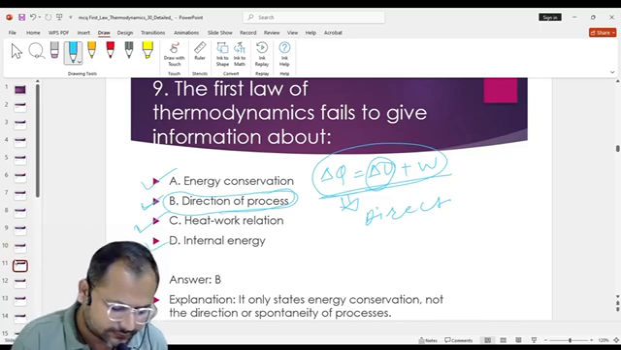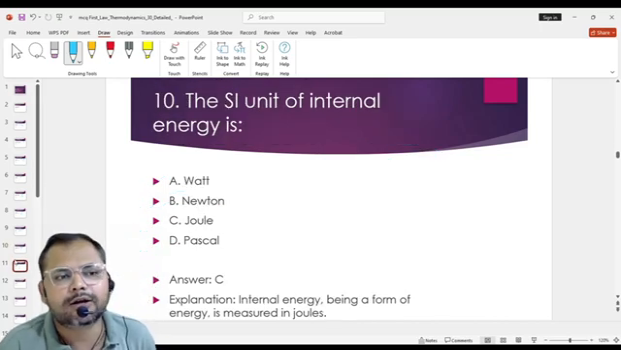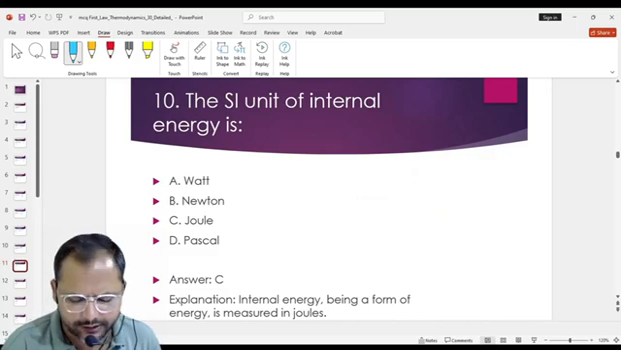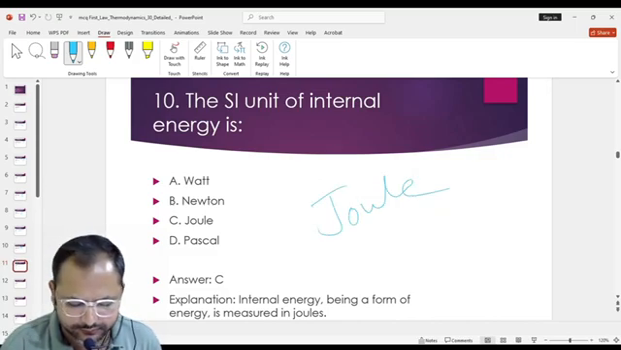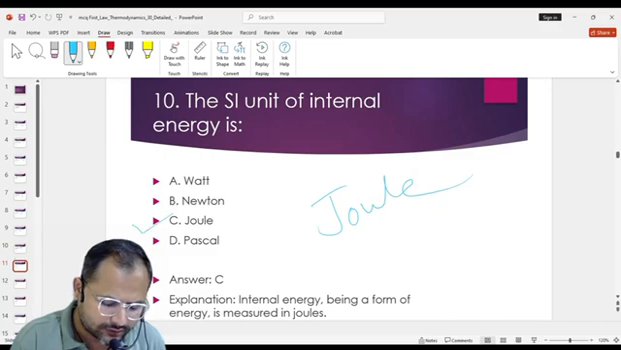Next question. The SI unit of internal energy is joule. Next question. We have some things we have to remember.